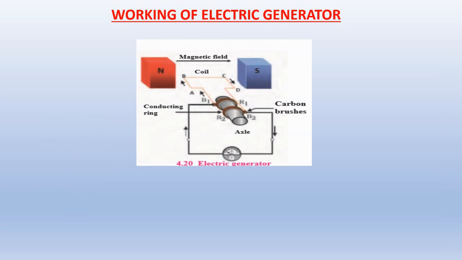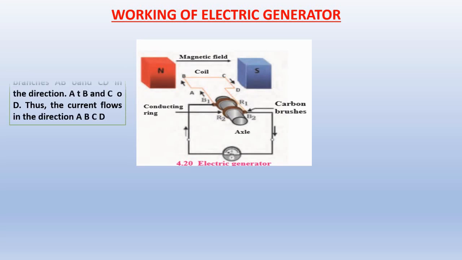Working of electric generator. On the screen we see an image of the electric generator and all the components inside it. We have two magnetic poles, the north and the south. There is a coil ABCD placed between these poles. There are the conducting rings R1 and R2 and the carbon brushes B1 and B2. There is an axle which rotates the coil from outside, and a galvanometer which detects the direction and amount of current flowing through the coil.